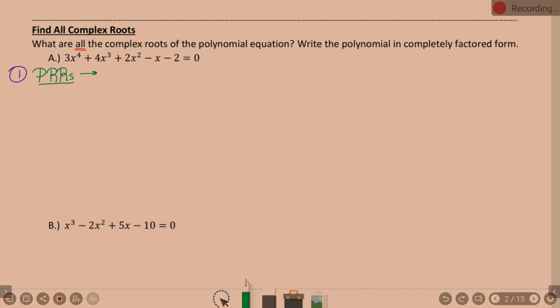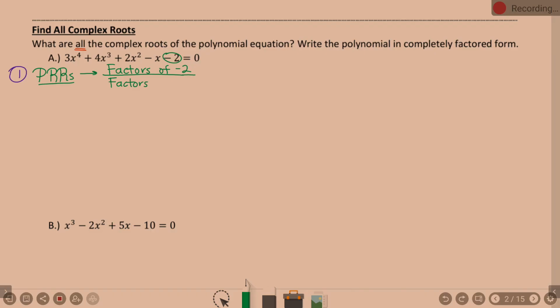Okay? Now, think about this. PRRs, just like what we did on the last problem. Factors of what on top? The constant, which is -2. So on top, I'm going to say factors of -2. What about on bottom? Factors of what? Of 3.